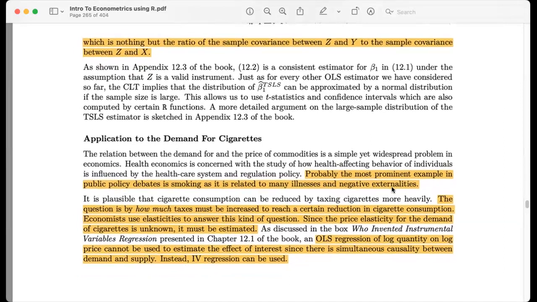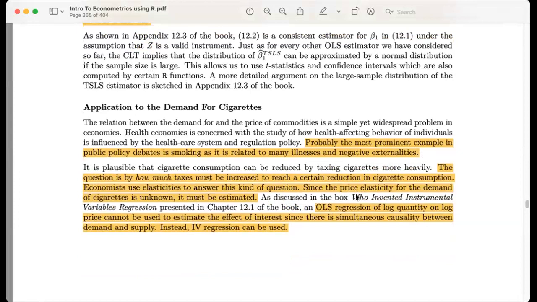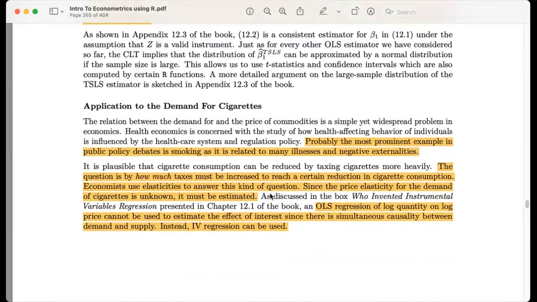So probably the most prominent example in public policy debates is smoking. It is related to many illnesses and has some negative externalities. It is plausible that cigarette consumption can be reduced by taxing cigarette heavily. So in this case, we expect that the higher the tax on cigarette, the lower the quantity of cigarette that will be consumed. This is the a priori scenario we expect.